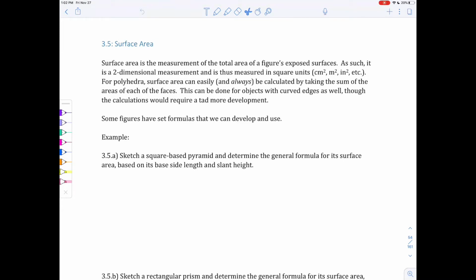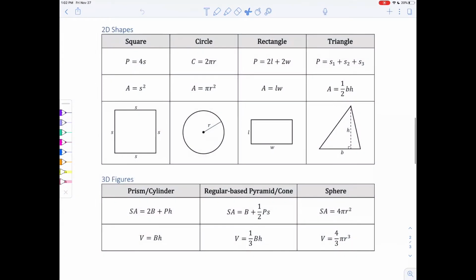So when we're talking about surface area, you could actually take a look at your formula sheet that you got at the beginning of the year, and you will see this section. And this section has two pieces to it. The first one is 2D shapes, and these are the formulas that you should probably be pretty familiar with. They are for square, circle, rectangle, triangle.